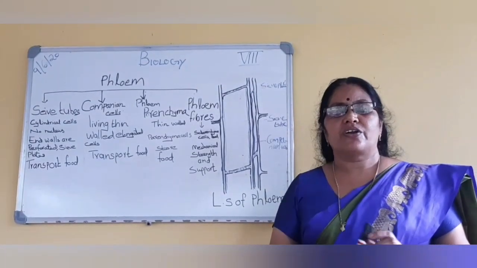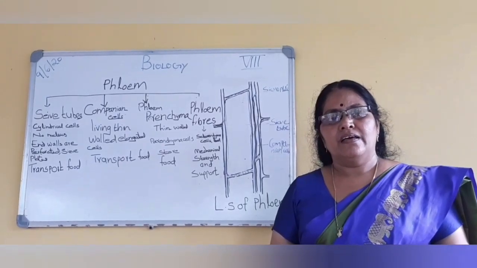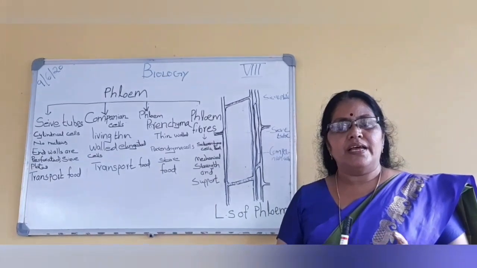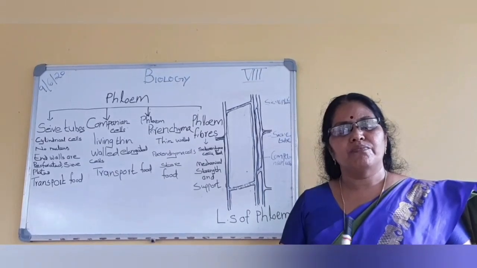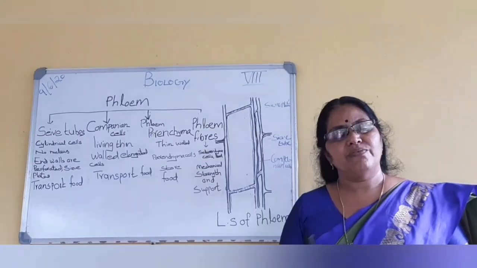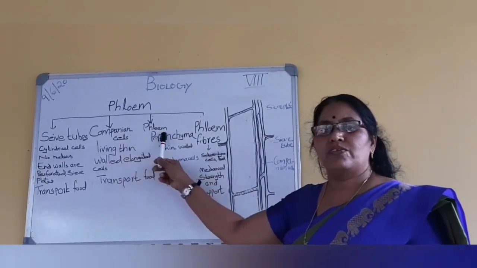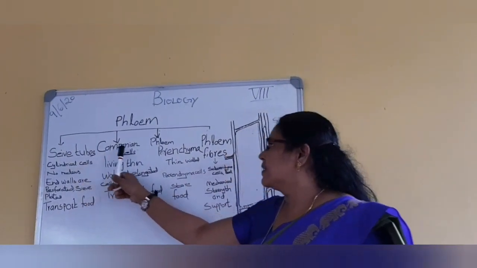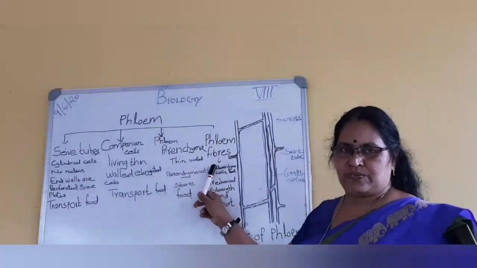Let us see the structure of the phloem. You learned in the lower class that xylem and phloem together are known as vascular bundles. They are complex tissues. That means they are made up of more than one type of cells. Let us see what the parts of the phloem are. Phloem consists of four types of cells. It is made up of sieve tubes, companion cells, phloem parenchyma and phloem fibers.